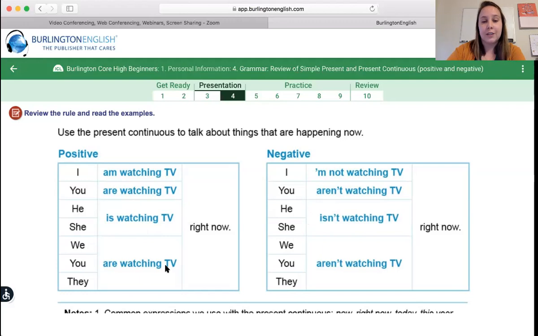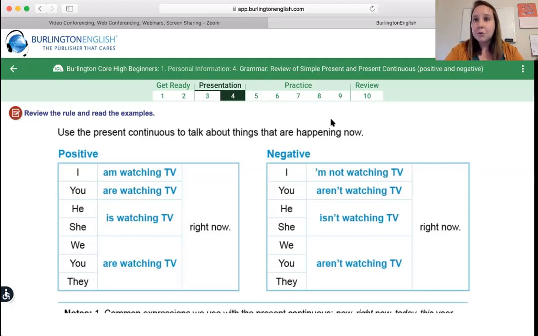We are watching TV. We aren't watching TV. You are watching TV. You aren't watching TV. And they are watching TV right now. They aren't watching TV right now. Okay. Practice these with your own verbs. Think about what you are doing right now and what you aren't doing right now.